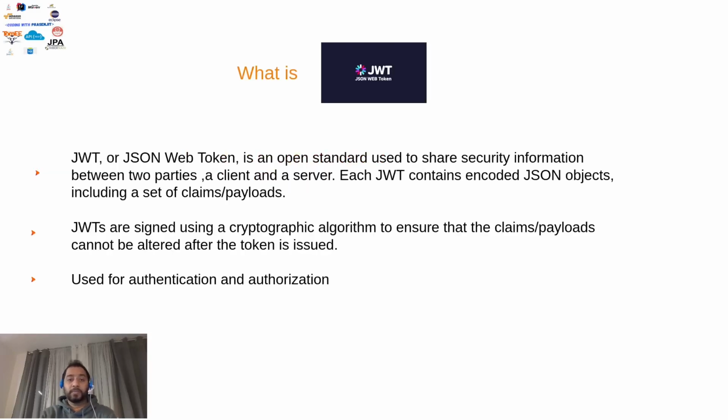So let's start. What is JWT? JWT stands for JSON Web Token, an open standard used to share security information between two parties, a client and a server. All the JWT contents are an encoded JSON object, including a set of claims or payload. Basically, its contents are information which we generate in the server and pass to the client, and then the client can send it again to the server, so that the server can identify the client very easily.